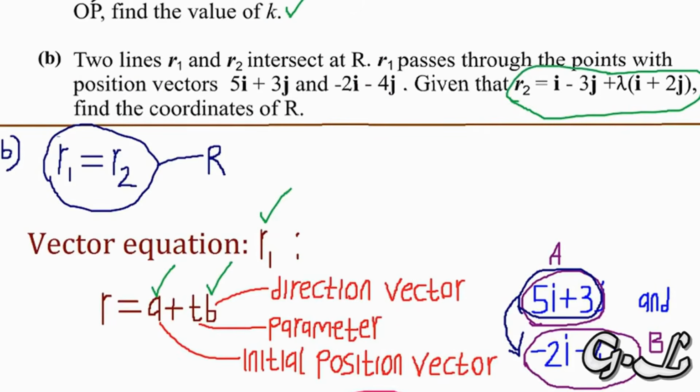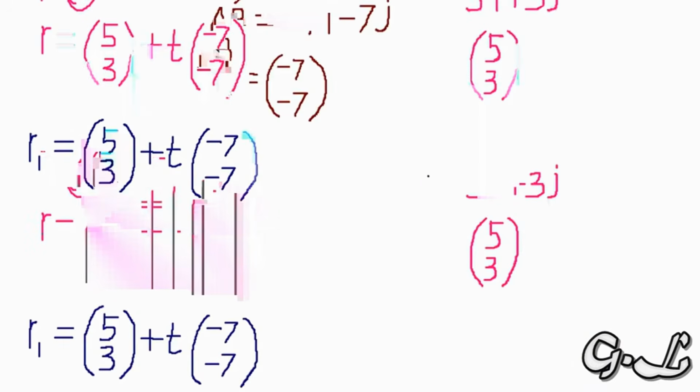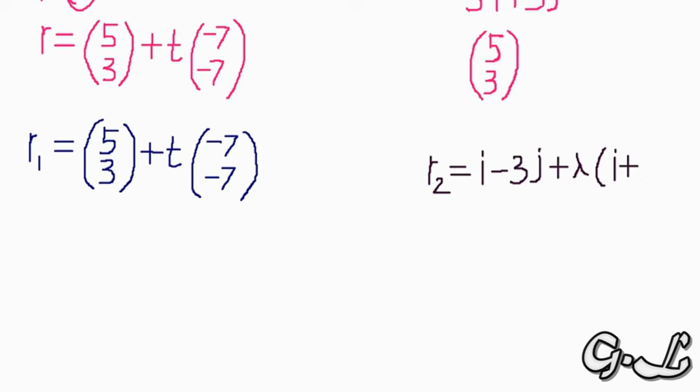So now we have two vector equations, one for r1 and one for r2, so we can now easily find the intersection point. So now what is our R2? We already have R2 as i minus 3j plus lambda open parenthesis i plus 2j close parenthesis. Since we're working with these vectors in column vector form, we are also going to convert this into column vector form. The term attached to i goes at the top, and in such a case it is 1. So 1 is going to be at the top.